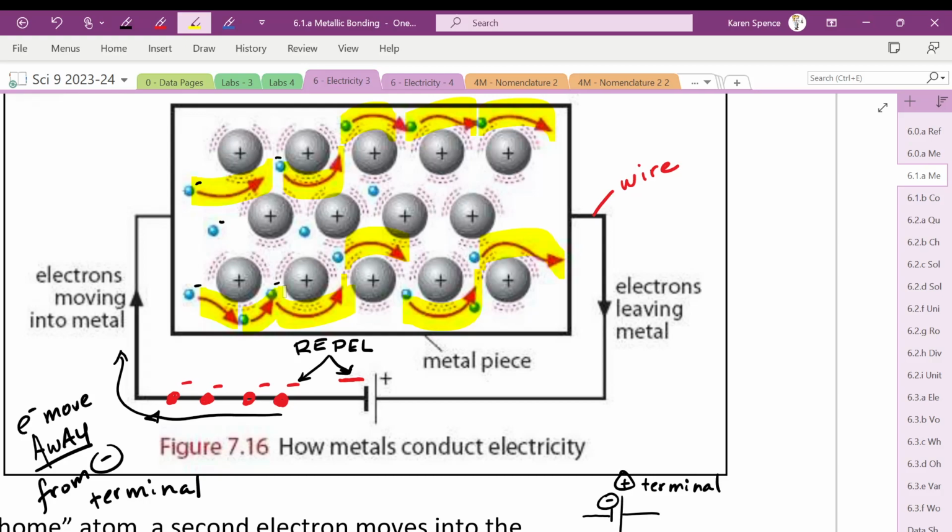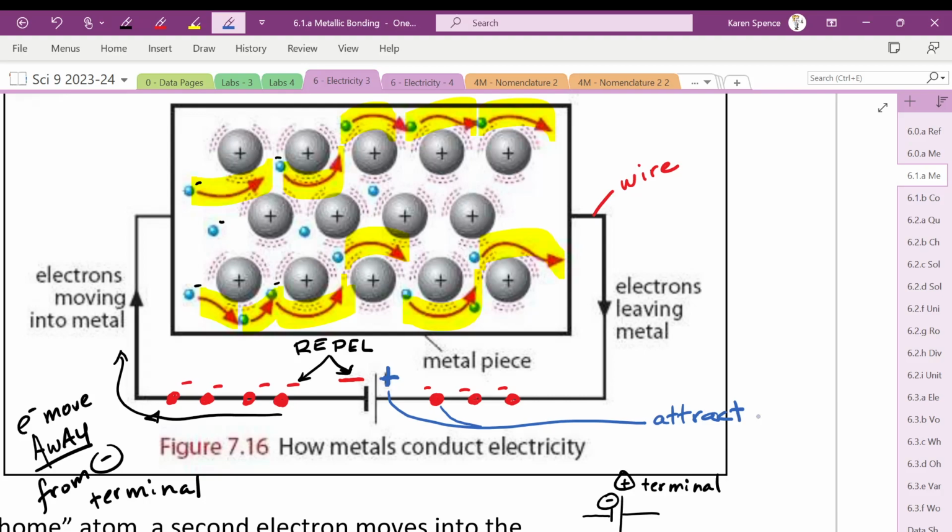And then not only is the negative terminal repelling, but we also over on this side have a positive terminal of the battery. What does that positive terminal of the battery do to the negative electrons in the wire? That attracts. So the negative terminal pushes the electrons and the positive terminal pulls the electrons. Yes? Why don't the electrons just stay at the positive side, because they're also attracted?